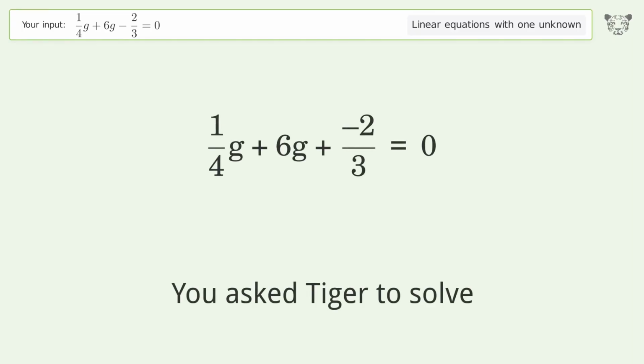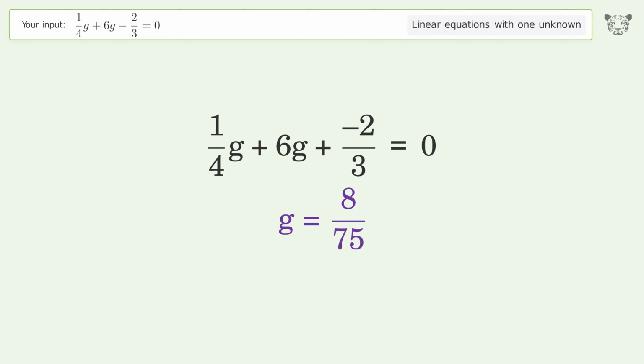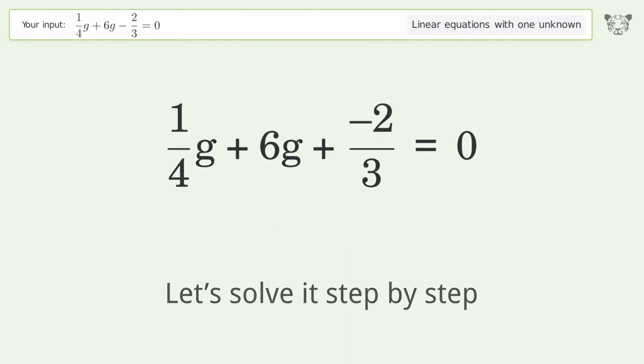You ask Tiger to solve. This deals with linear equations with one unknown. The final result is g equals 8/75. Let's solve it step by step.